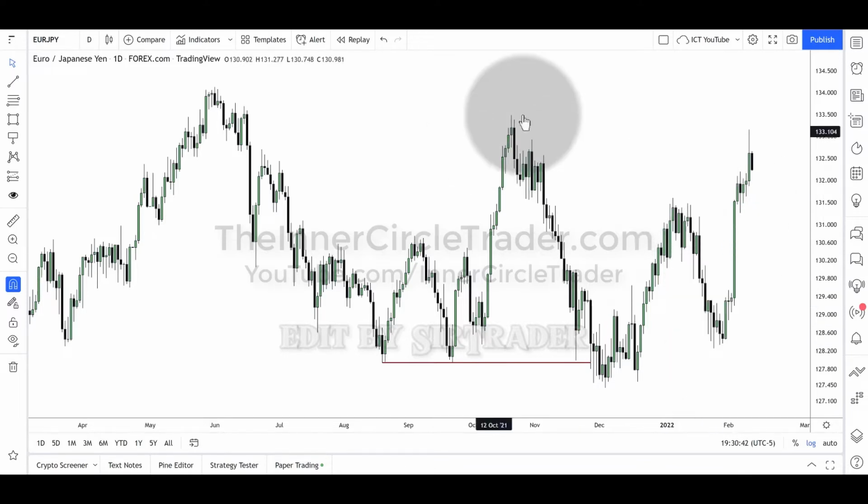What's above here? Buy side liquidity. This old high back here could be a draw on liquidity as well. So there's going to be buy stops. Whether it trades there or not, it's irrelevant. Okay, it's likely to draw to it.